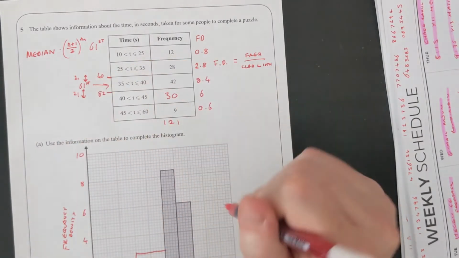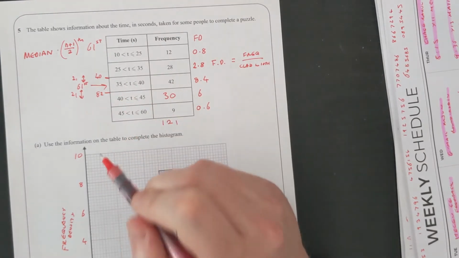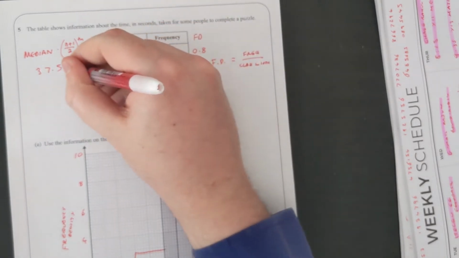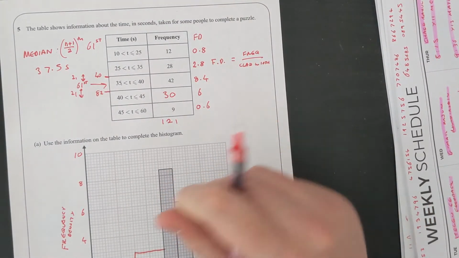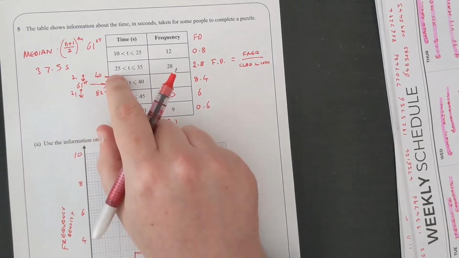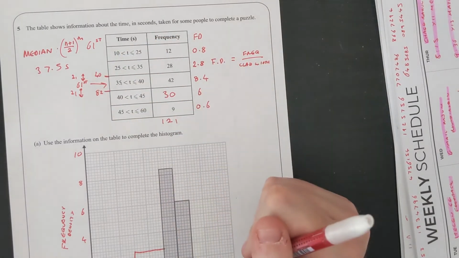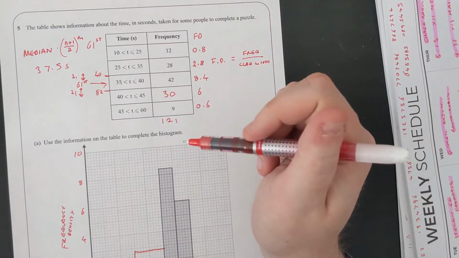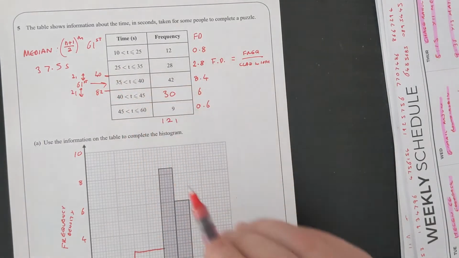So I can estimate that my median is exactly halfway into this interval. My median is 37.5 seconds. It won't always work out as nicely as that, but we're just saying that the proportion of data points before the 61st data point in this case needs to be equal to the proportion we go into our class width.